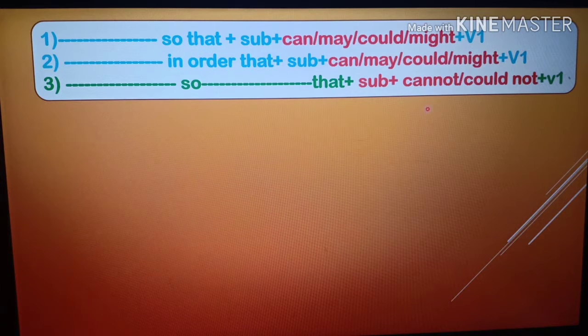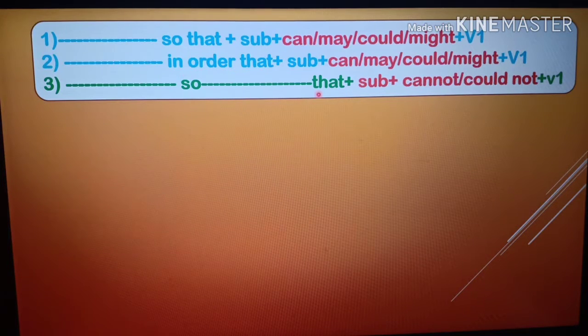Dear students, these are the rules. The first rule is so that, second rule is in order that, and third rule is so that. The structure of so that is subject plus can, may, could, might plus V1. That means can or may will be used for present tense, and could and might will be used for past tense. And the structure of in order that is, after in order that, subject plus can, may, could, might plus V1, just like so that.